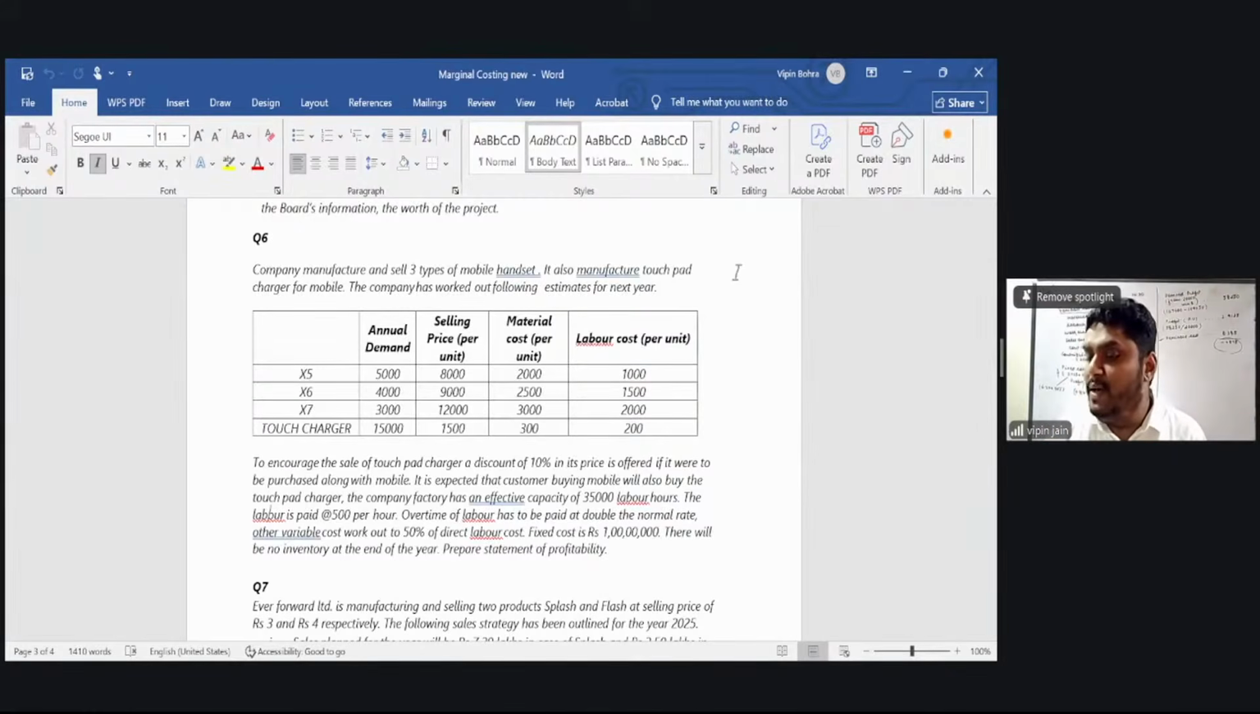Now, other variable costs work out to 50% of the direct labor cost. Fixed cost is 1 crore. There will be no inventory. Prepare the statement of profitability. I want you to attempt this question, giving you at least 5 minutes. At least try to attempt this question.